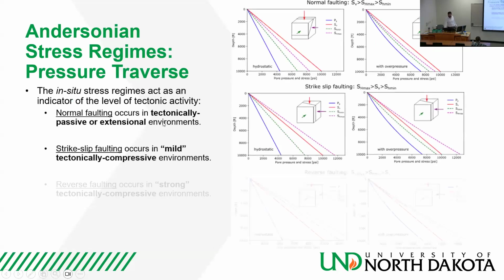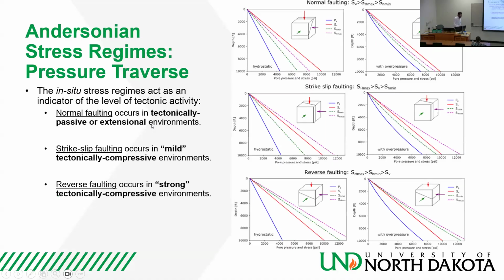And this is how a pressure traverse will look for each stress regime: normal, strike slip, reverse faulting. Remember, you start with tectonic relaxation, and you become more and more stressed as you go from normal to strike slip to reverse. And none of the compressive stresses should be bigger than the smallest of the three.